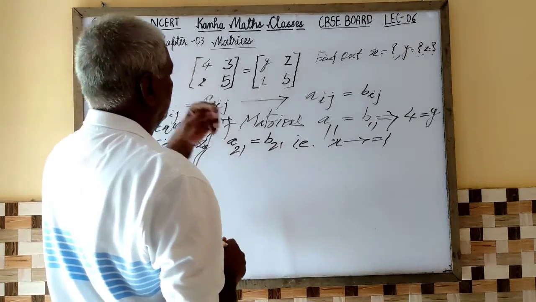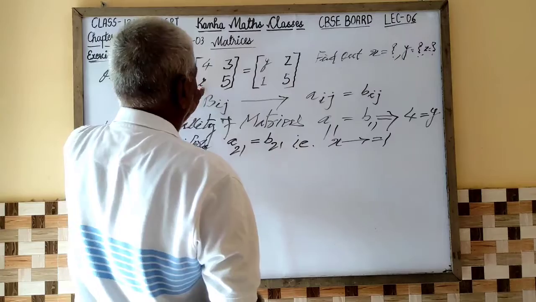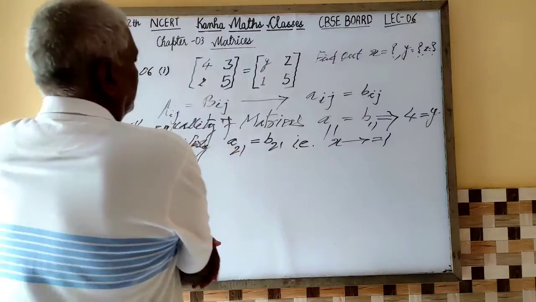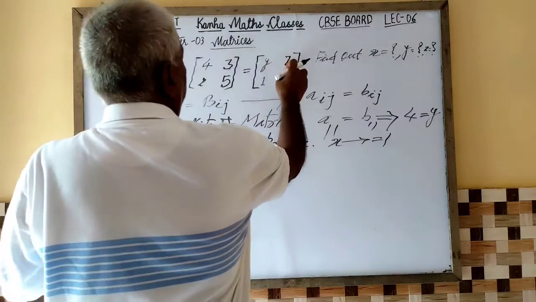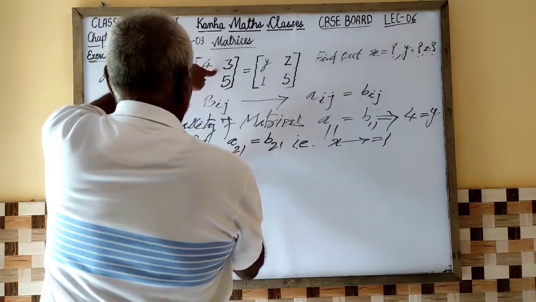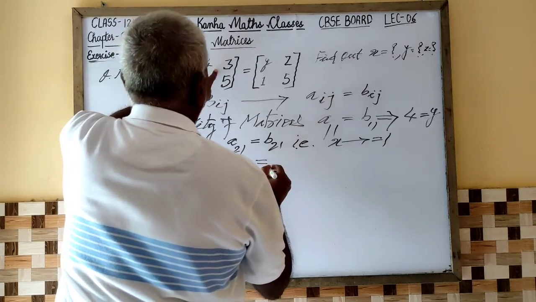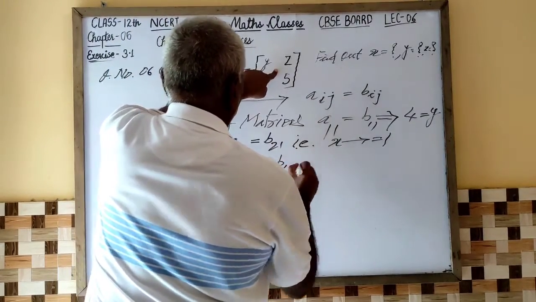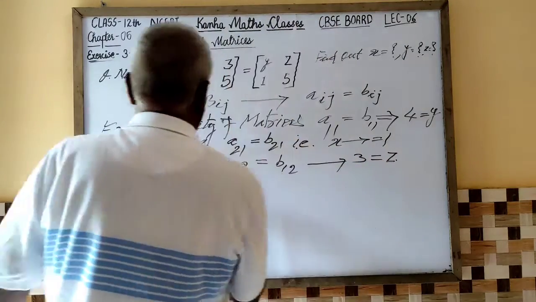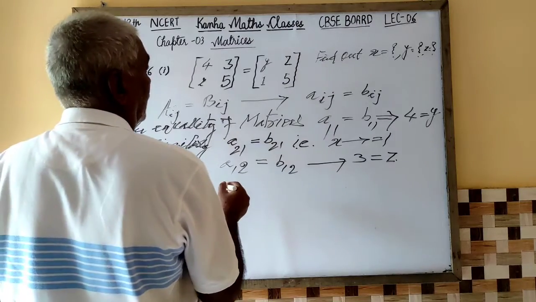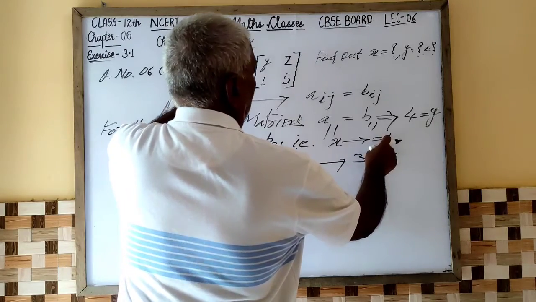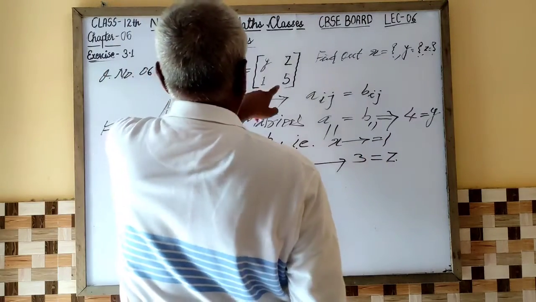Hence A21 is equal to B21, meaning A21 is x and B21 is 1. Clearly x is equal to 1. The third unknown quantity remains z. This is A12 is equal to B12. A12 means 3 is equal to z. This is very simple. We find the value of x is equal to 1, y is equal to 4 and z is equal to 3.